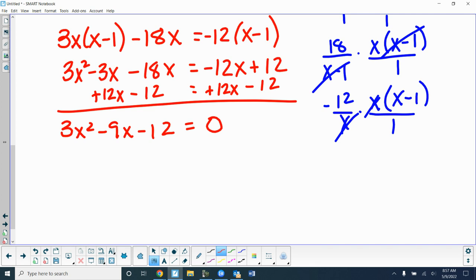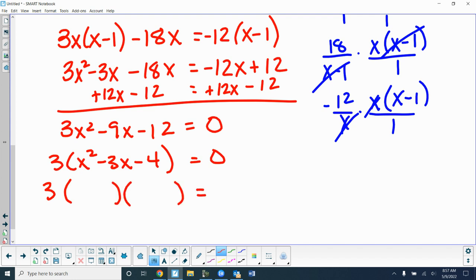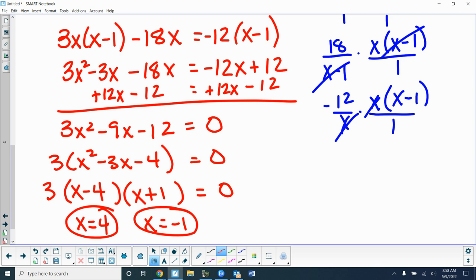Okay, is there a GCF in that trinomial? Yeah, 3, right? So I'm going to take the 3 out. And I get x squared minus 3x minus 4. And that's easy to factor. What are the factors of negative 4 that add up to negative 3? Negative 4 and a positive 1, right? We good? Again, if you get stuck, you can always use the quadratic formula if you don't like the factor. What are my two answers? 4 and negative 1.